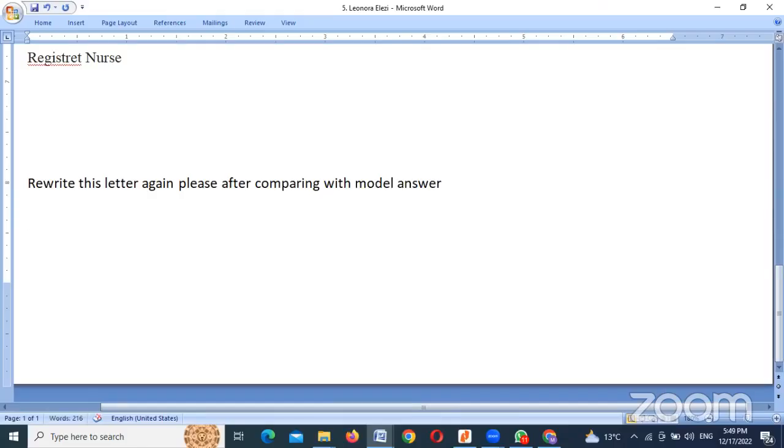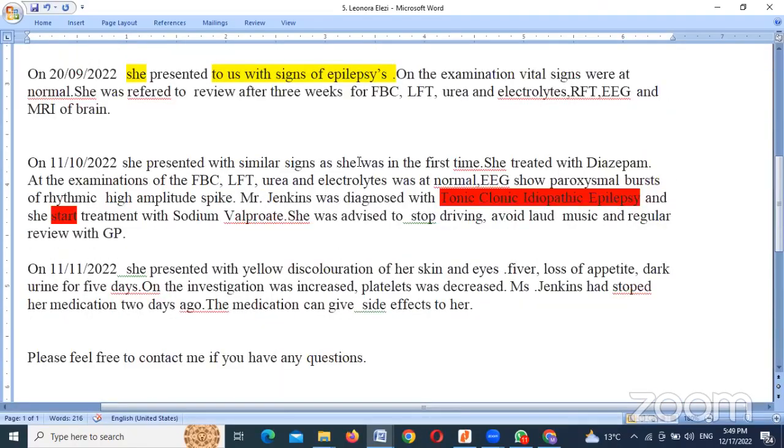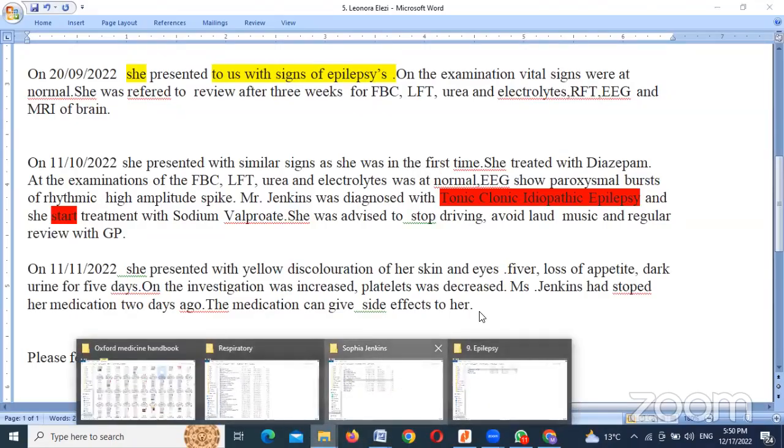So after you compare the letter with my model answer, you will send me a text. I will give you the model answer. So you will rewrite this letter and you will send me again. I will mark again. Okay, then you will see the improvement. You will see the difference. It needs a lot of improvement.